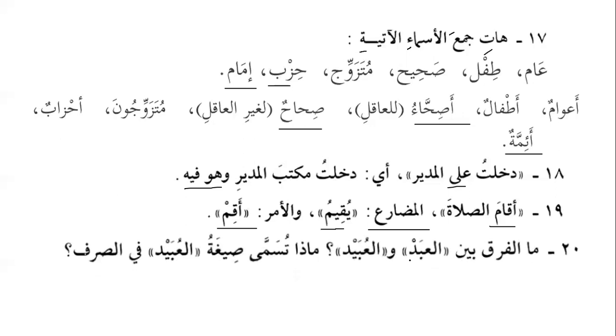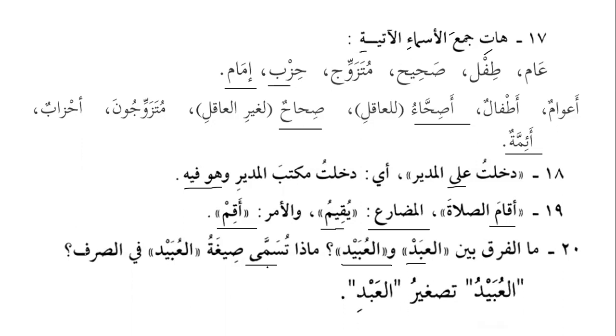Ma al-farqu bayna al-abd wal-ubayd. What is the difference between abd and ubayd? ماذا تسمى صيغة العبيد في الصرف? And what do we call it? Sigatu tasghir. صيغة تصغير. Yes, تصغير. صغر يصغر تصغيرا. تصغيرا means to make something smaller. So that is called صيغة التصغير.